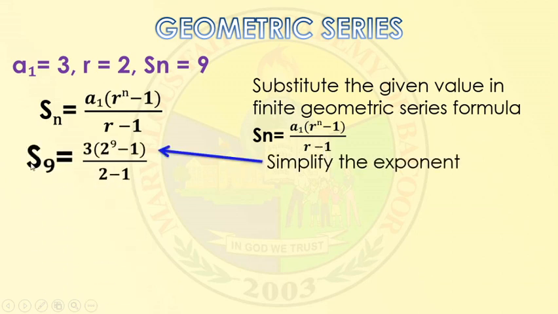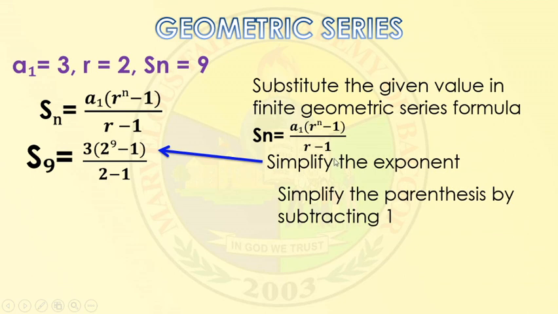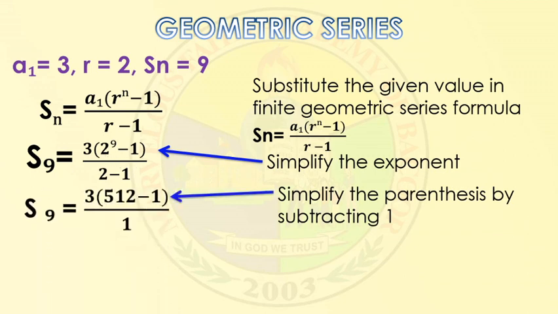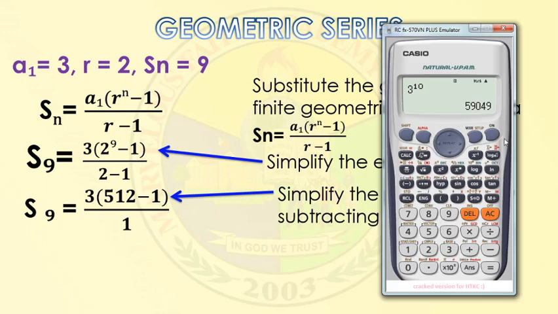So, we have S sub n or S sub 9 kasi hinahanap na natin yung sum ng first 9 terms, equals the value of the first term, quantity 2, yung value ng common ratio natin. And then yung exponent natin ay 9 kasi hinahanap natin yung sum ng 9 terms. Minus 1 over 2, yung value ng common ratio, minus 1. Then next, simplify natin yung exponent. So, 2 raised to 9, the answer is 512. Okay? So, 2 raised to 9, the answer is 512.